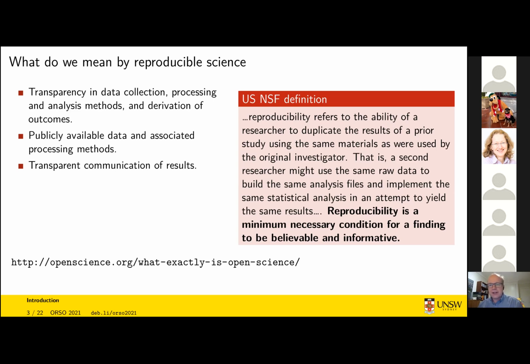So the National Science Foundation in the US has broadly defined reproducibility in terms of whether somebody else can make use of the data, and whether somebody else can make use of the analysis methods. Their comment is that reproducibility is the minimum necessary condition for a finding to be believable and informative. Basically setting the bar that if your work is not reproducible, then it's probably unbelievable and uninformative. And as scientists, I think we would rather that our papers were considered to be believable and informative. So this is why we're starting to think about what we really mean by open science, reproducible science.